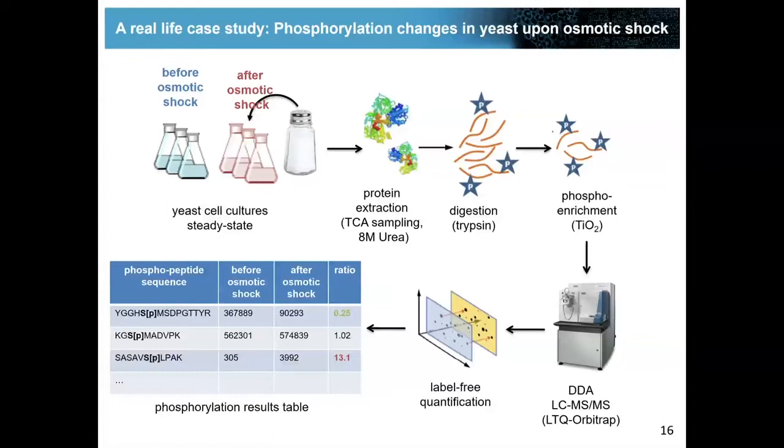I worked with 8 molar urea in my lysis buffer. I digested the extracted proteins with trypsin, performed the titanium dioxide enrichment, and measured everything by DDA. And then performed label-free quantification. And what I got in the end was a phosphopeptide results table where I now had measured intensities before and after the osmotic shock.